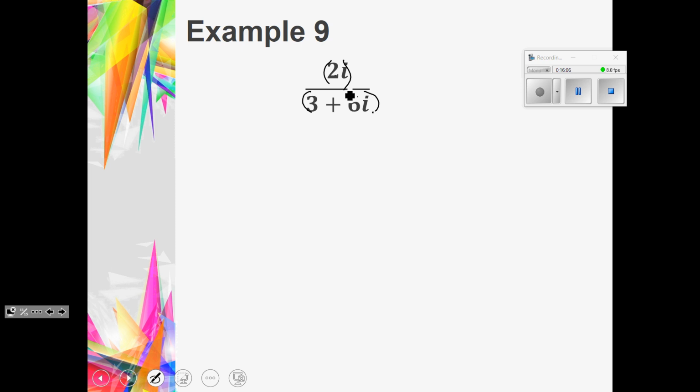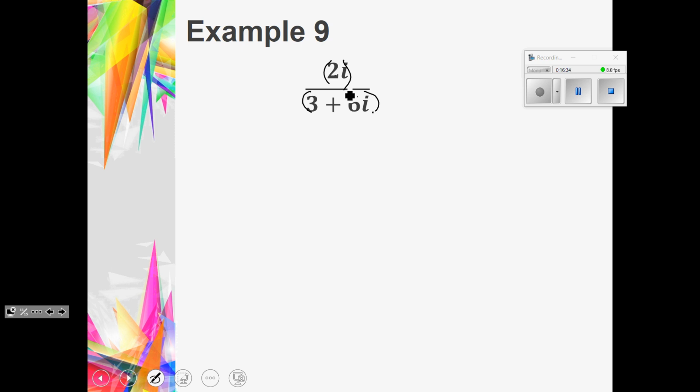So there is another thought here. You cannot have an imaginary number in the denominator, because technically the definition of an imaginary number is the square root of negative 1. So if there's an i in the denominator, that means there's a square root in the denominator, and we know we cannot have square roots in the denominator. You can't have imaginaries in the denominator.